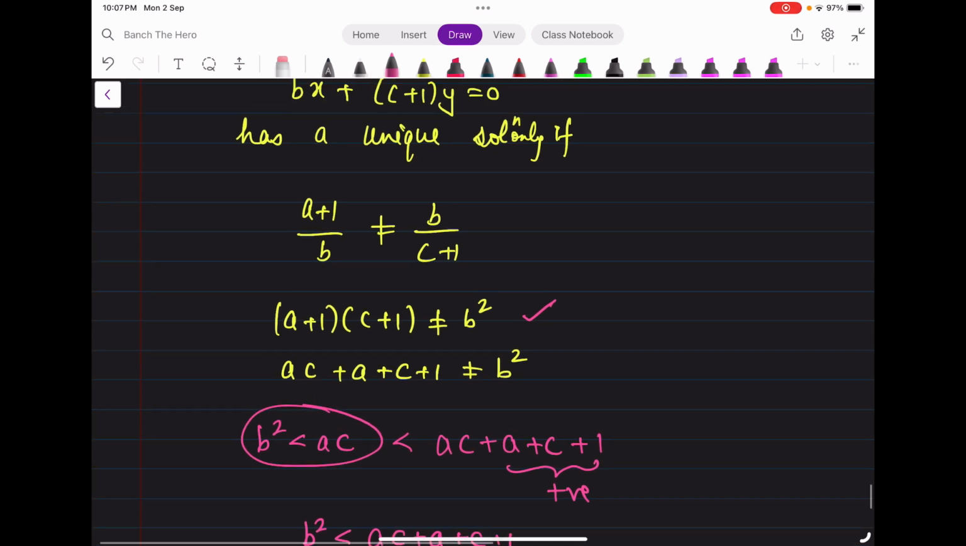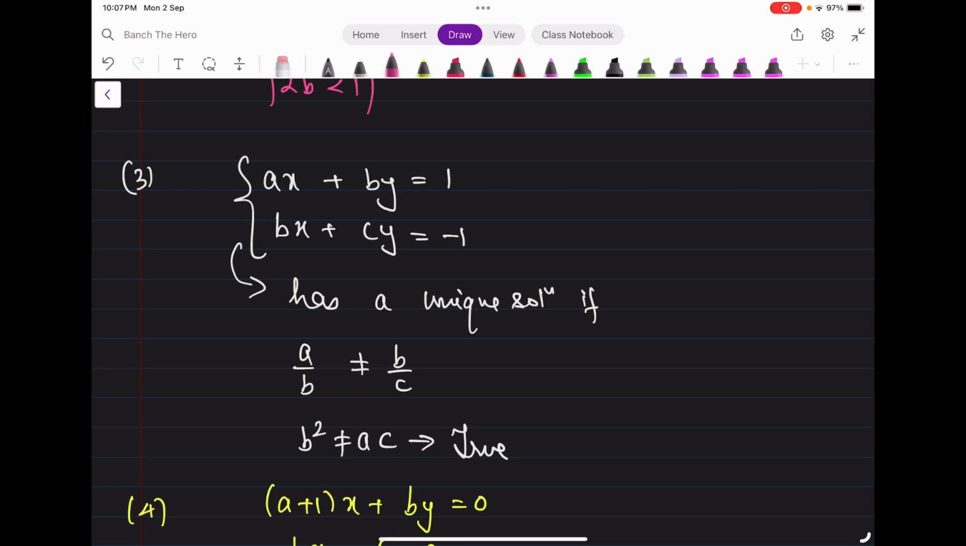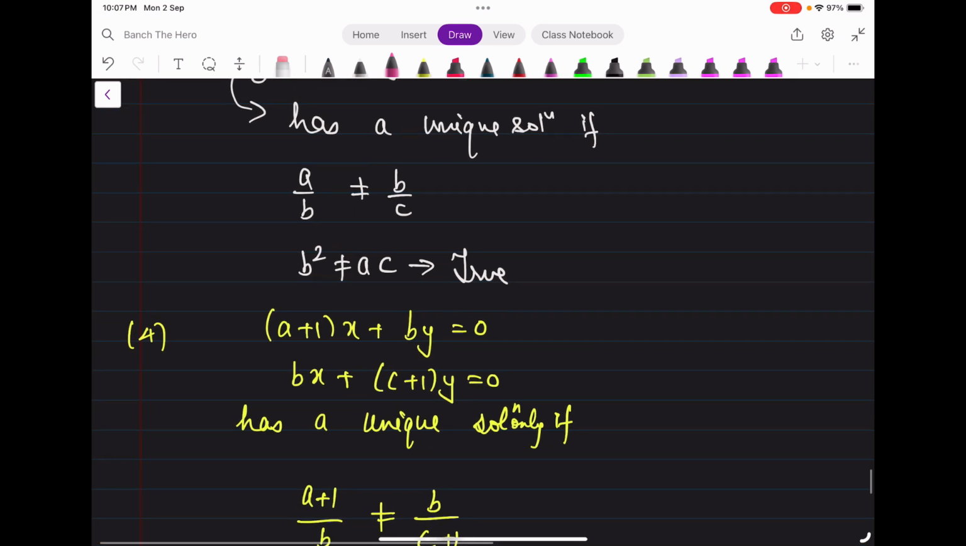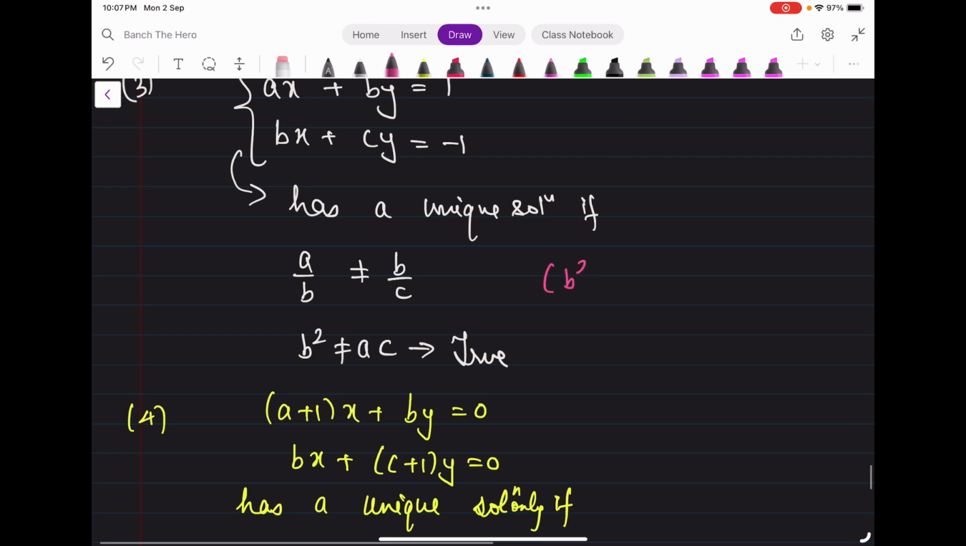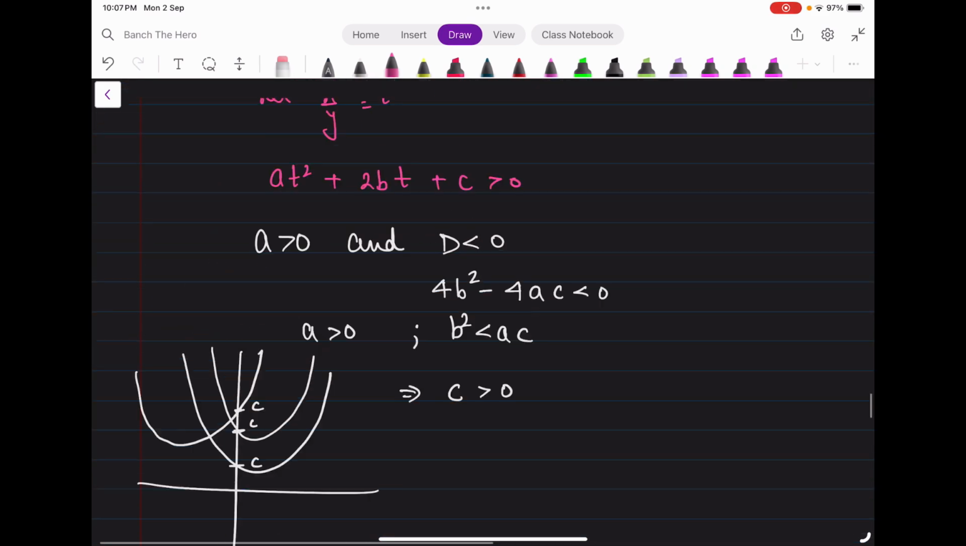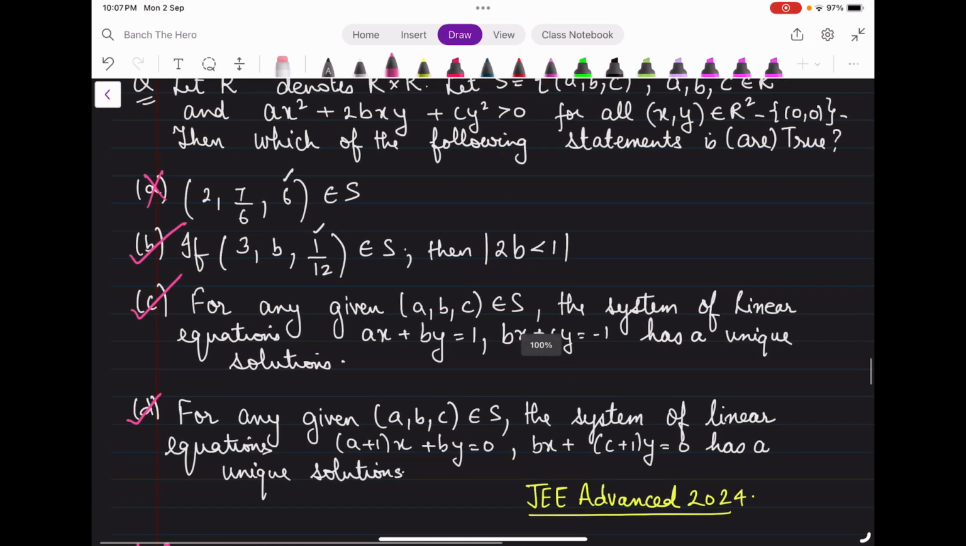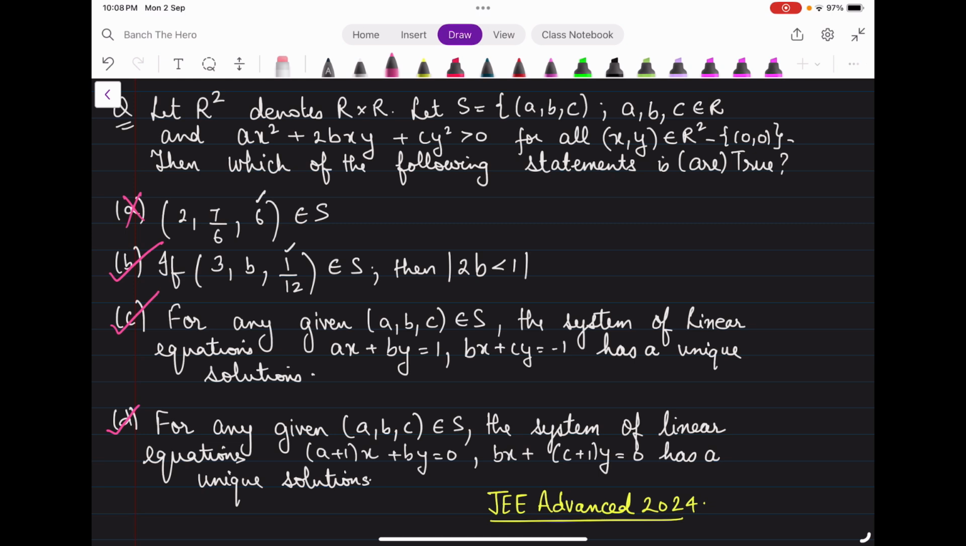As we did in the previous option also, b square is not equal to ac. Yes. Why? Because b square is strictly less than ac. It's not equal to ac, right? So on the same lines, we can say that the fourth option for this particular question is also correct. So this was a multiple select question from JEE Advanced 2024. And the correct options were B, C and D.